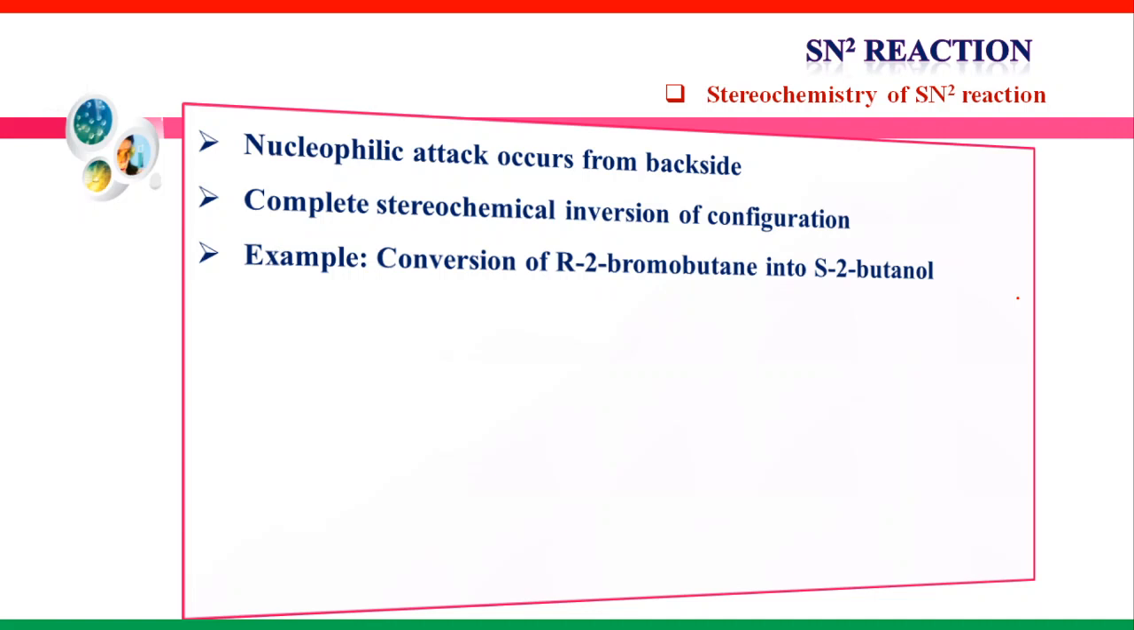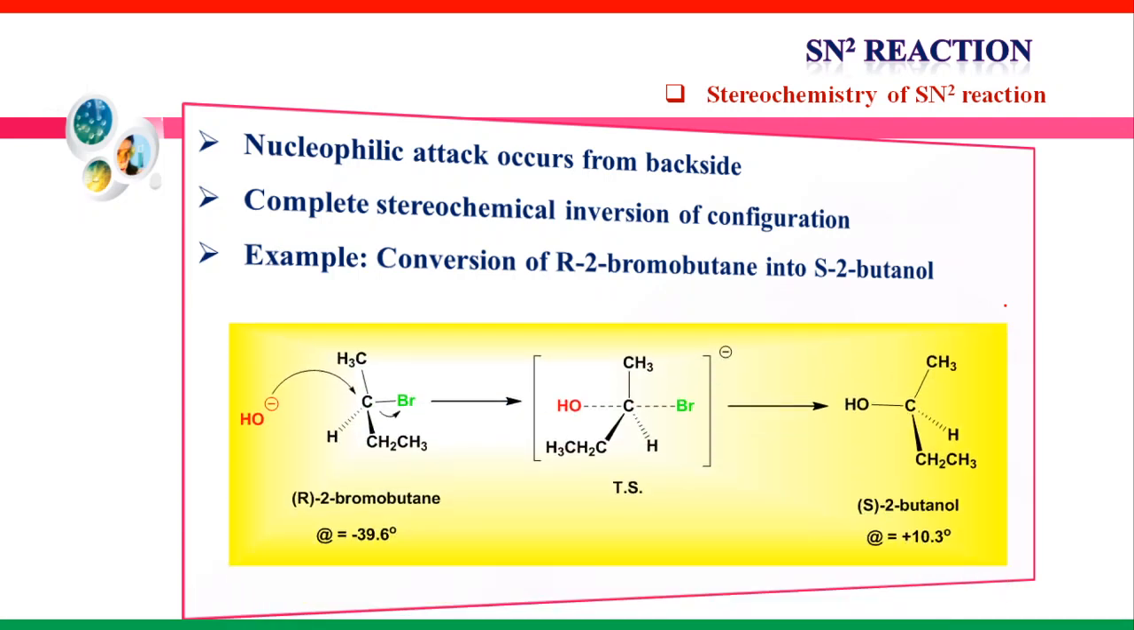If an optically active substrate has R configuration and undergoes SN2 reaction, the product formed has a completely opposite configuration. The product has S configuration. Consider the example, conversion of R-2-bromobutane into S-2-butanol. It is an example of SN2 reaction. The optically active substrate R-2-bromobutane reacts with hydroxide nucleophile to give a product whose configuration is completely opposite to the configuration of the reactant.